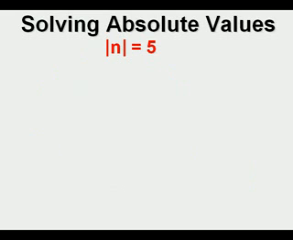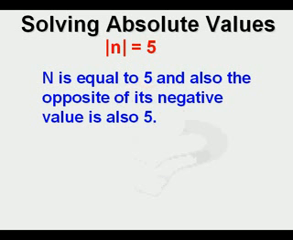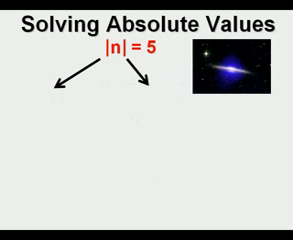n equals 5. How do we state this equation in plain words? What it means is that there is a value for n such that it equals 5, and also that the opposite of its value or negative value or additive inverse is also equal to 5. This is where we get to the alternate universe explanation. Since there are 2 possible outcomes, we need to divide it into 2 separate equations.